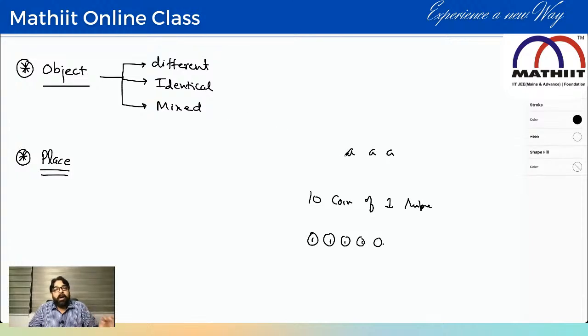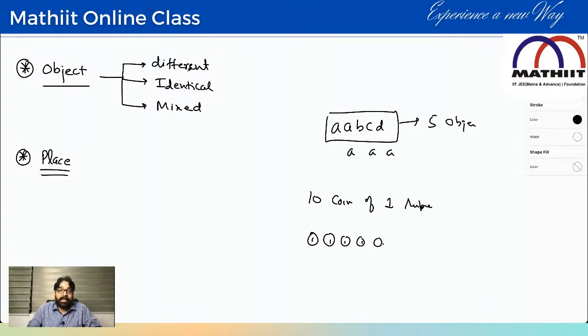Mixed means some objects are identical to each other and some objects are different. For example, if I say A, A, B, C, D, how many objects are there? 5 objects. Which kind of objects are these? We cannot say different because the two A's are the same. We cannot say identical because B, C, D are different. This is called mixed objects. So when a counting question comes, the whole of permutation combination is counting. In the counting, the objects may be different, identical or mixed, and for each case you have to follow a different approach.